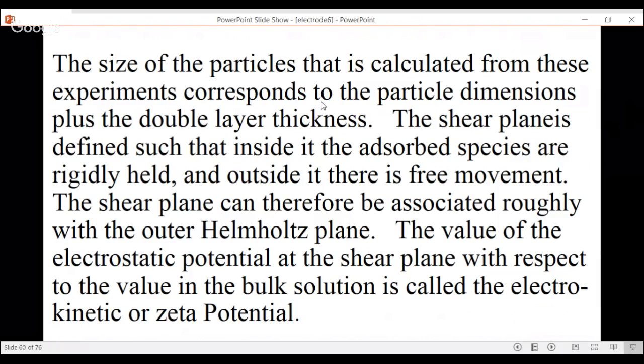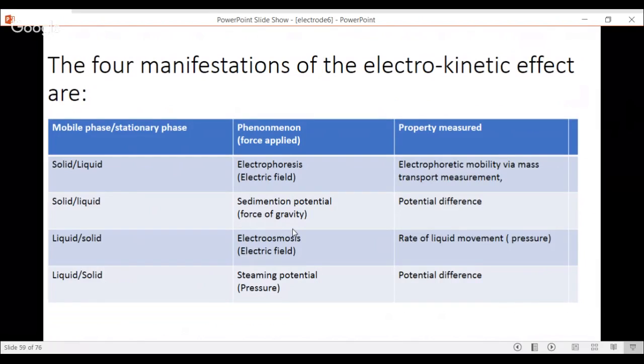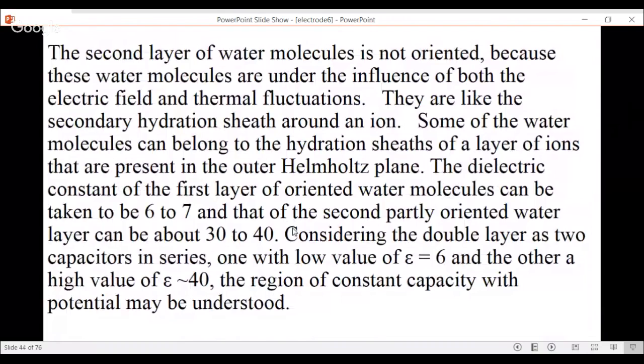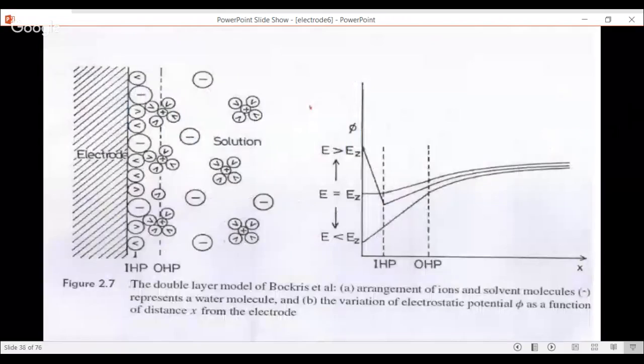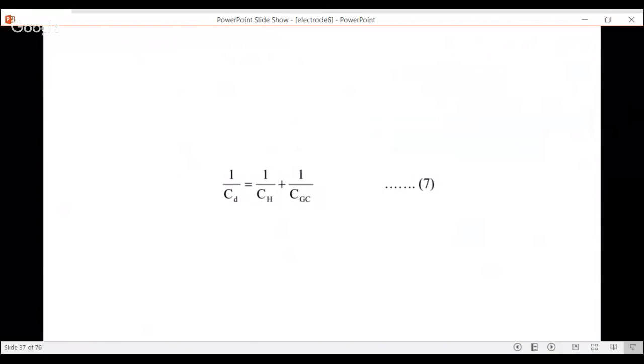The size of the particles calculated from these experiments corresponds to particle dimensions plus the double layer thickness. The shear plane is defined such that inside it the adsorbed species are rigidly held and outside it there is free movement. The shear plane can therefore be associated roughly with the outer Helmholtz plane. I hope you are remembering the outer Helmholtz plane. This is the IHP, the inner Helmholtz plane, and OHP is the outer Helmholtz plane.